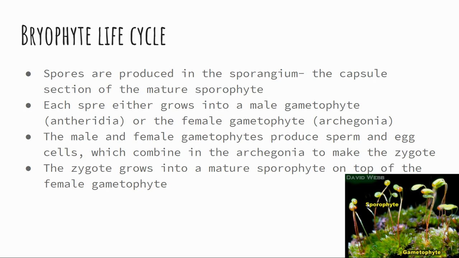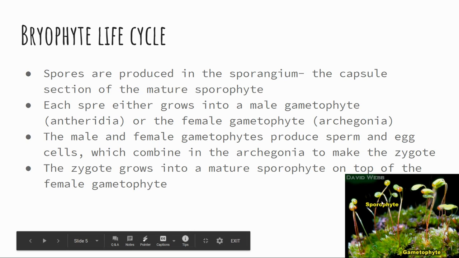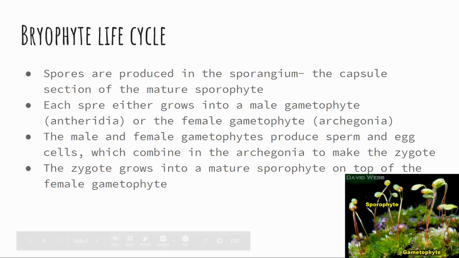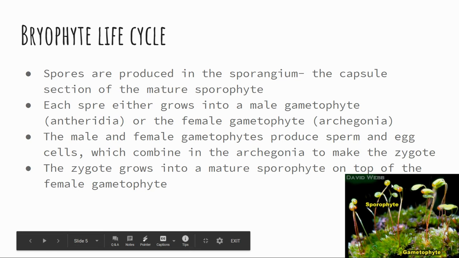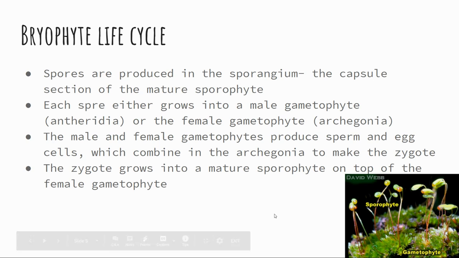All right, so the steps of the bryophyte life cycle. Spores are going to be produced on the sporangium, which is the capsule section of the mature sporophyte. If we look at the mature sporophyte, which is this antenna-looking deal, this capsule at the top is going to be the sporangium. Each spore, I have left out an O in that, sorry, each spore either grows into a male gametophyte, which is called an antheridia, or a female gametophyte, which is called an archegonia.